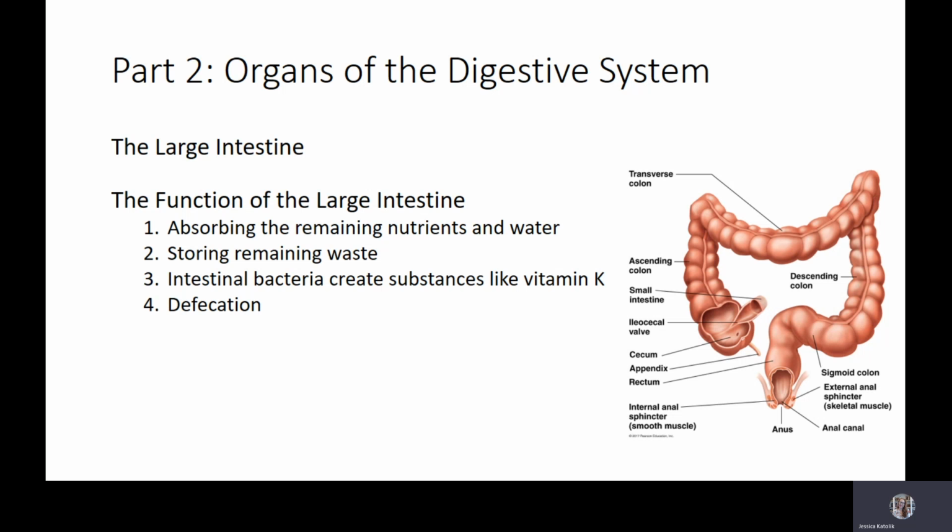Also, it's going to use the intestinal bacteria to create substances that the body can't produce itself. Things such as vitamin K. Vitamin K is a vitamin that's going to play an important role in blood clotting and a number of other functions. And our bacteria are going to be responsible for the production of that vitamin. And lastly, it's going to be responsible for defecation. So any material that is not absorbed by the small or large intestine will be excreted from the body through the process of defecation. So that concludes our lecture on the digestive system.